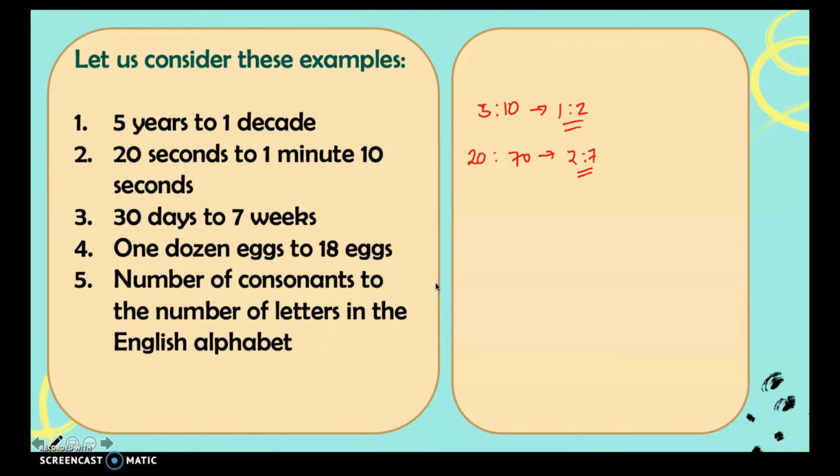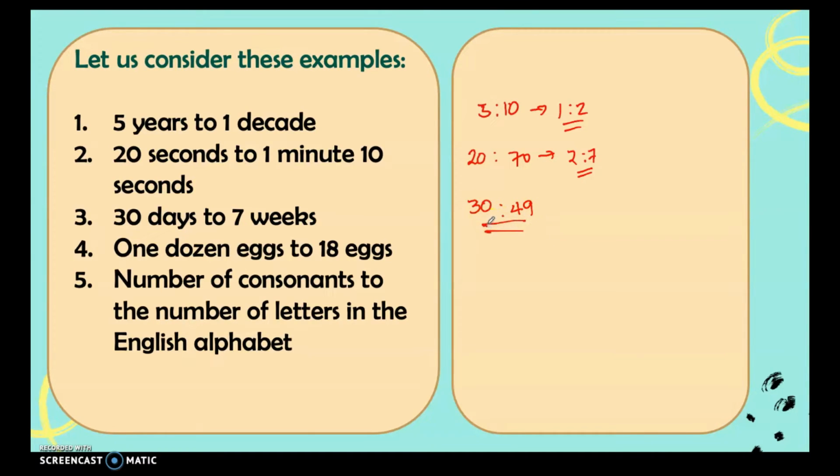Next, we have 30 days to 7 weeks. In this case, it's easier for us to convert the weeks into days. So in 1 week, there are 7 days. And 7 times 7 weeks, we have 49. So 7 weeks is equal to 49 days. We can write 30 is to 49. We need to simplify that, but 30 and 49 have no common factor, then this is our final answer.